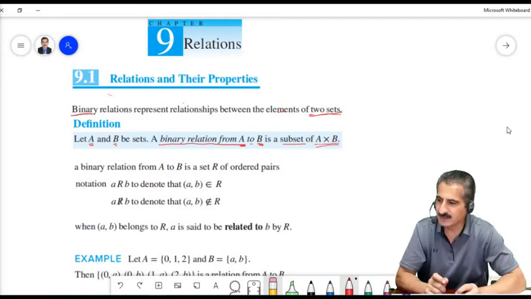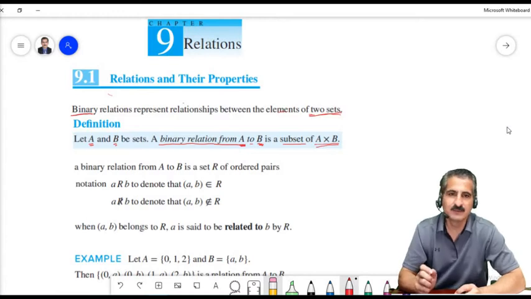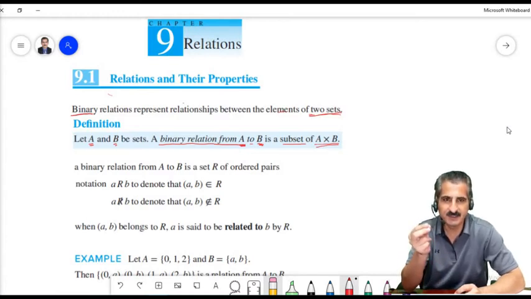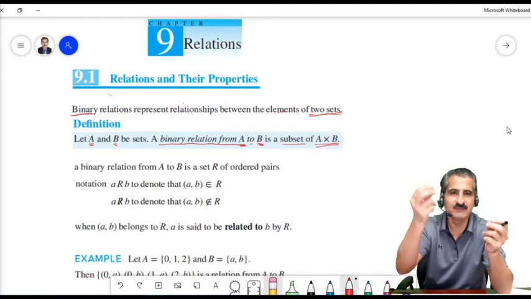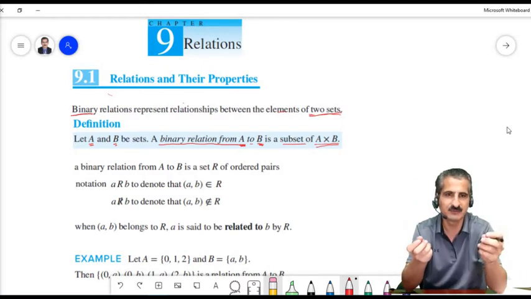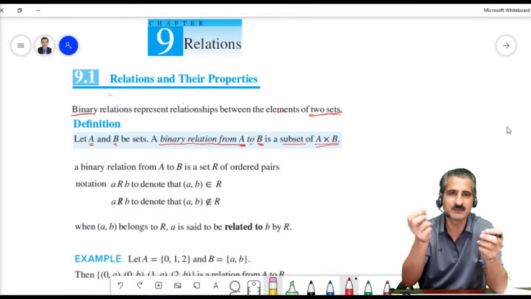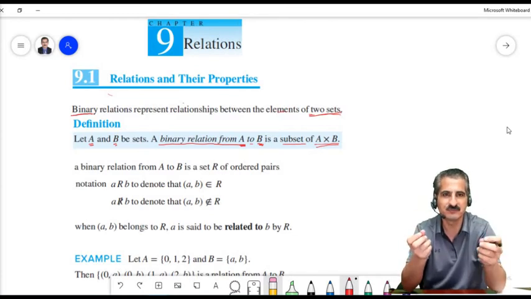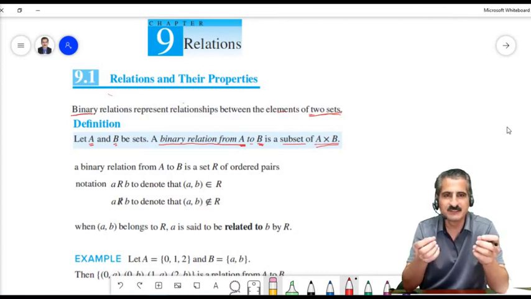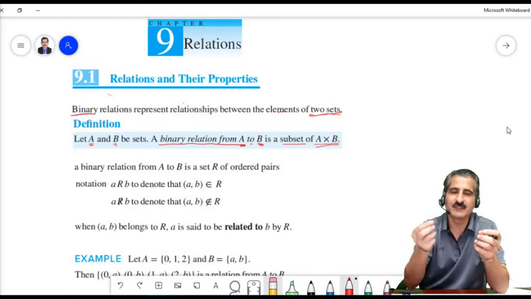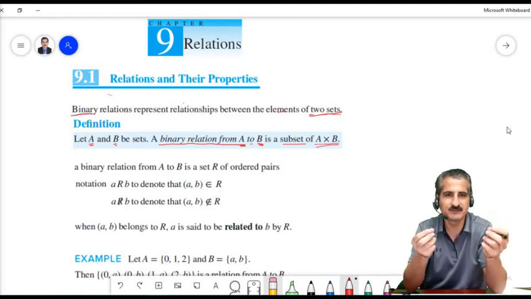So the idea here is that we want to relate elements from A to elements from B. But that does not necessarily mean we want to relate every element of A with every element of B, or that all elements of A must be related to some element of B. No, this is not what we mean. It might be in some cases, but not necessarily in general. But it says we relate some elements of A to some elements of B.